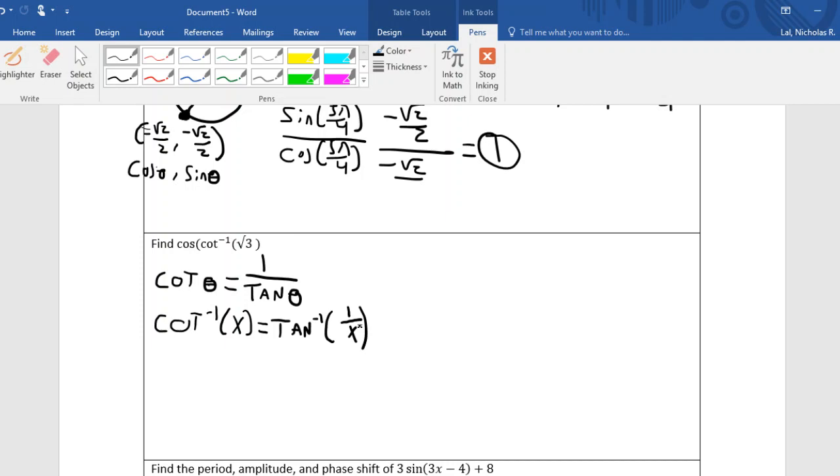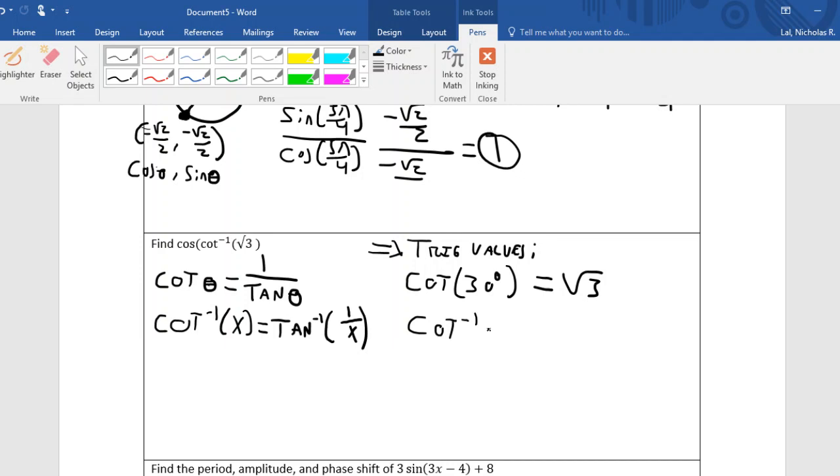My apologies. But anyway, another thing we need to establish, and this is just from your trig values, from your trig sheet where you need to memorize your trig values, is that the cotangent of 30 degrees is equal to the square root of 3, which means that the inverse cotangent of the square root of 3 is equal to 30 degrees.